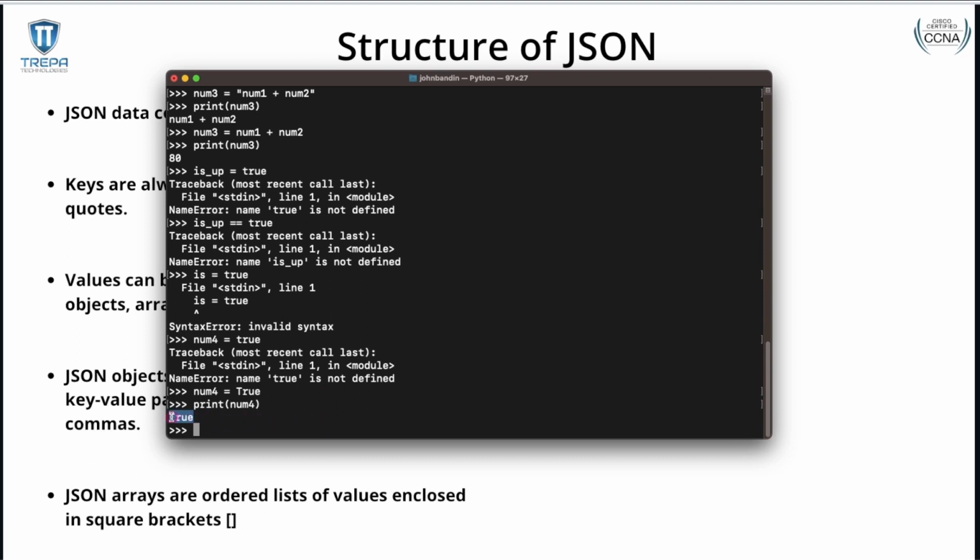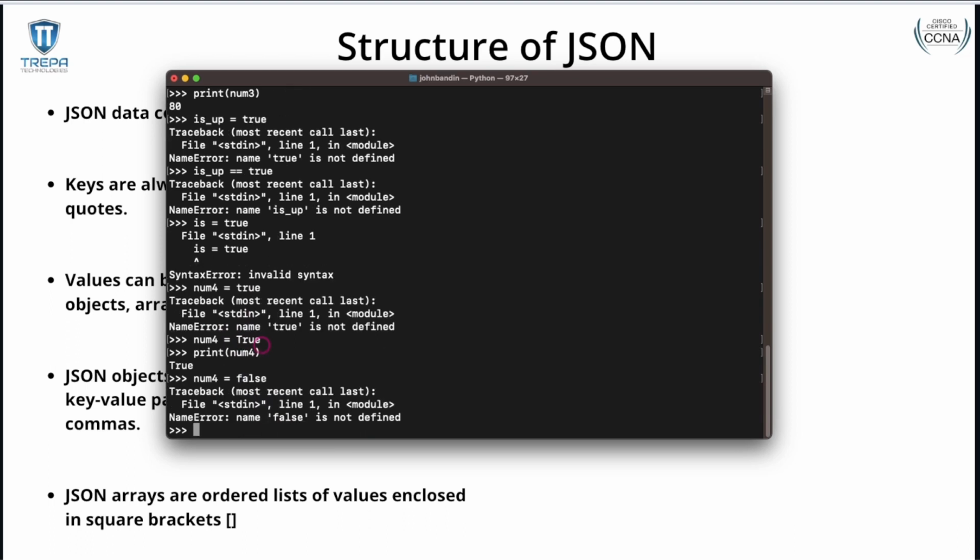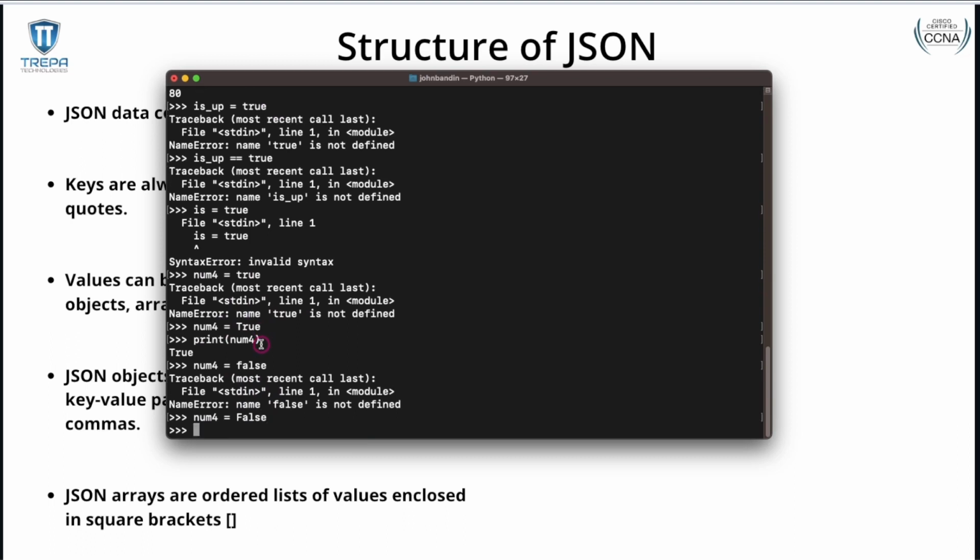True. And that's a Boolean value. So you may be saying, well, why? Why wasn't this working? Because the Boolean values have that capital in it. So if I want to do num4 equals false, it gives me an error. But if I do False like this, in Python, those Boolean values are capitalized, okay?